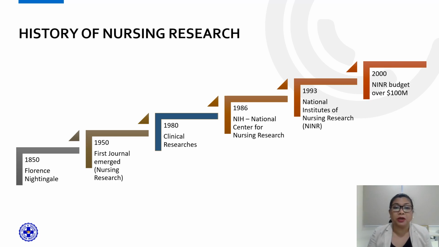But it took about maybe 100 years before the first journal emerged, the Nursing Research journal, in 1950. And then a couple of decades after that, there were clinical researchers that came out. And in 1986, the NIH had established a National Center for Nursing Research, really recognizing the importance of research in the whole health research arena. Then in 1993, there was the establishment of the National Institute of Nursing Research. And 20 years ago, in 2000, they had a budget. That means there's already a very big recognition of the importance of research, and about $100 million poured in for nursing research. Of course, this is in the United States.